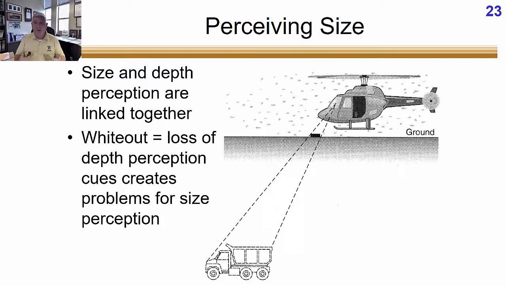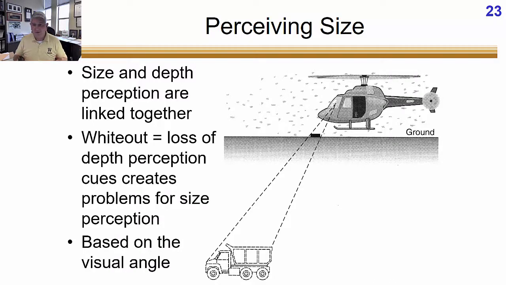So we can talk about a whiteout condition where, say, this helicopter pilot is in a snowstorm or it's very foggy, and he doesn't know his altitude, and he looks down and sees what he thinks is a dump truck, but it's really a brick on the ground, right? So if he perceives that visual angle as something very large, then his perception is going to be that he's far away, that there is a long distance there, right?